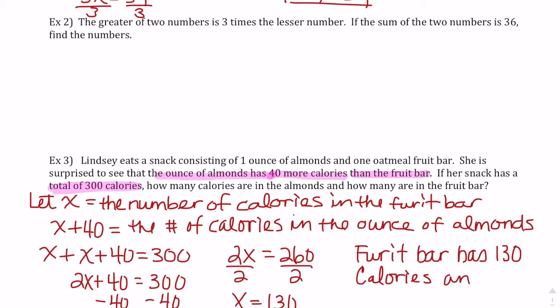And now figuring out how much is in the almonds. Well, the almonds are going to be 130, because x is 130, plus 40. So that's going to be 170. If you want to write it down, plus 40, that's equal to 170. So the almonds have 170 calories.